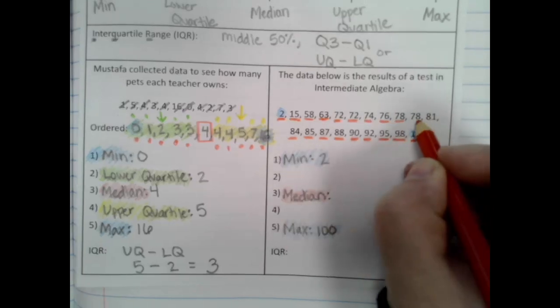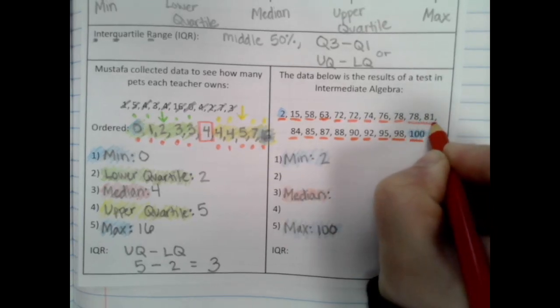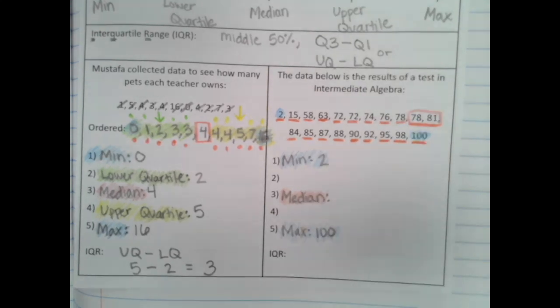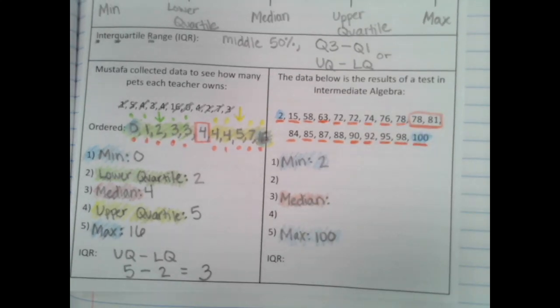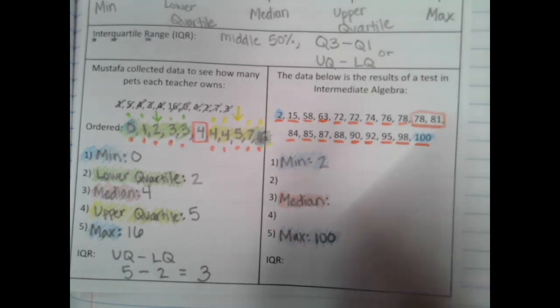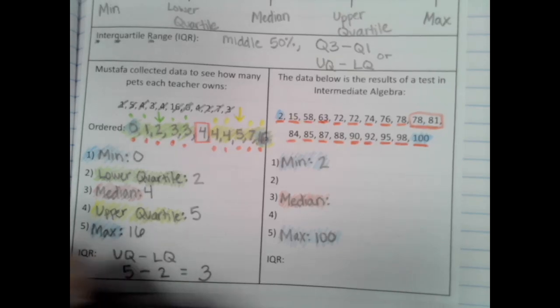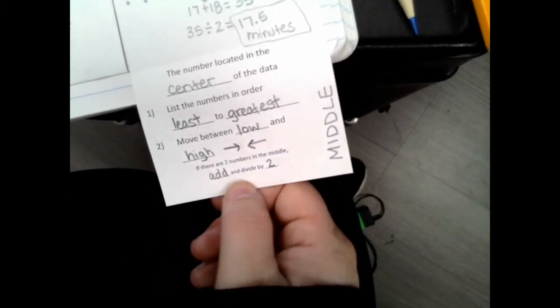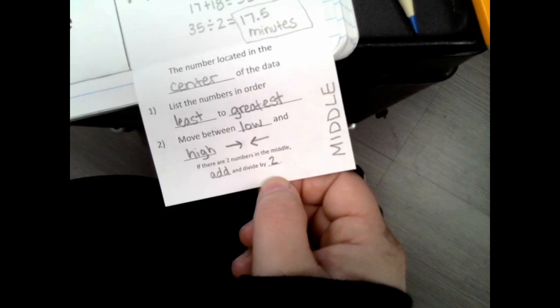Uh-oh, what happens in this one? We end up with 2 in the middle, 78 and 81. Again, yesterday I noticed some of you, when you had 2 in the middle, you just wrote the 2 down. Nah. What do we do when there's 2 in the middle? If there's 2 in the middle, we're going to add and divide by 2.